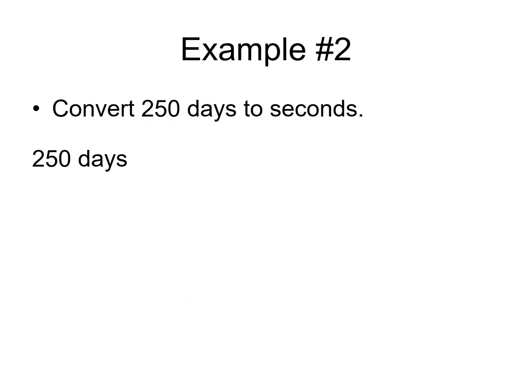Next, let's do a little bit more conversions with different units. For example, we got days, 250 days in seconds. How do we convert from days to seconds? Well, we can't go straight from days to seconds because I don't know how many seconds are in a day. But what I can do is set up a ratio and go to something in between.